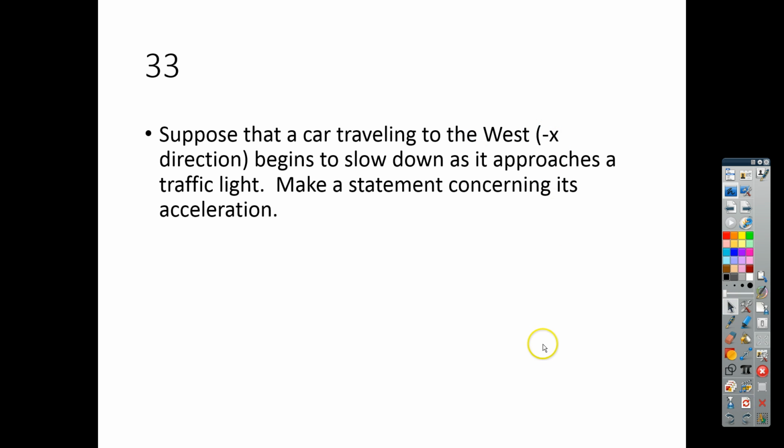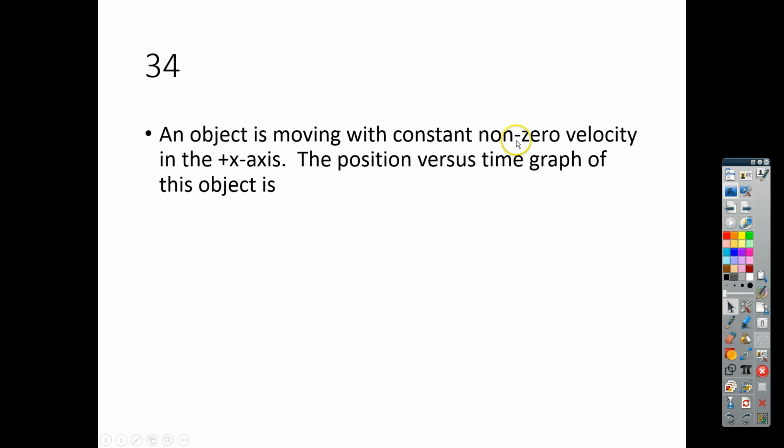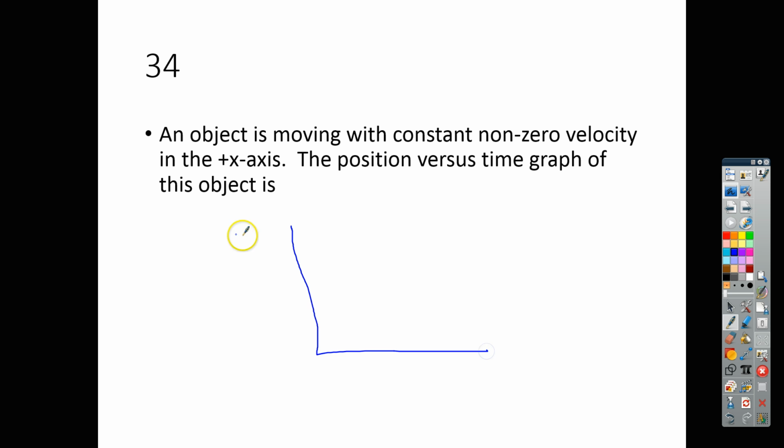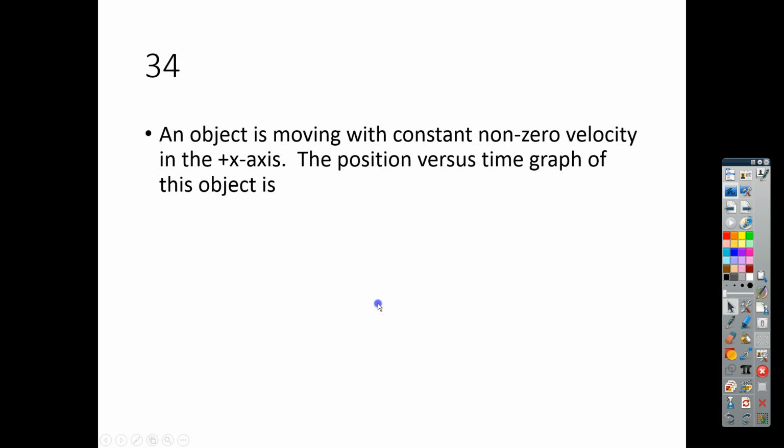For number 34, an object is moving with a constant non-zero velocity in the positive x-axis. The position versus time graph for the object is, so we need to go ahead and do position versus time. Non-zero velocity means that it's got to be either positive or negative, and for this one it's positive because it's moving in the positive x-axis, so it's moving towards this direction altogether. So for number 34, it'd be a straight line making an angle, so we see it's up at an angle with the time axis.